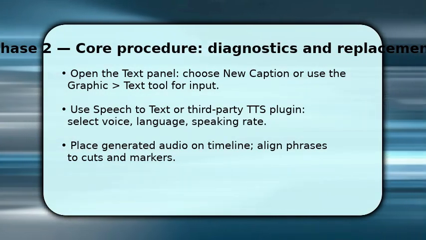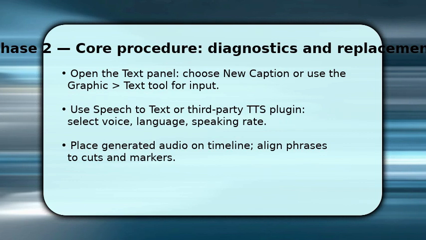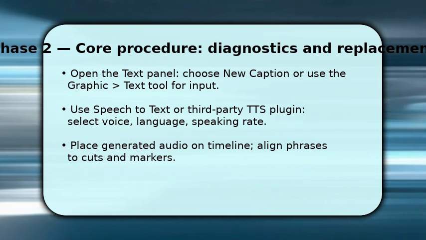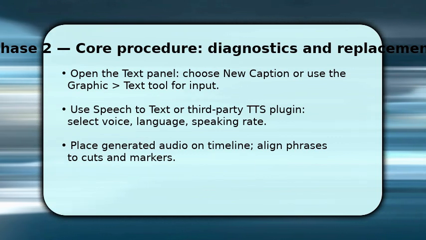Open the text or captions panel and paste one section at a time to keep control of timing. If using built-in speech-to-text or a TTS plugin, pick a voice, language, and speaking rate. Slower rates improve clarity, faster rates save time. Export or generate the audio asset, then drag it to the timeline.